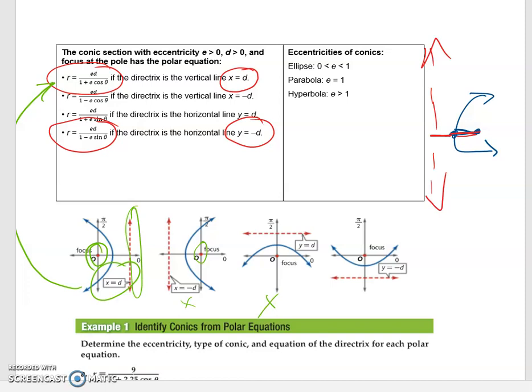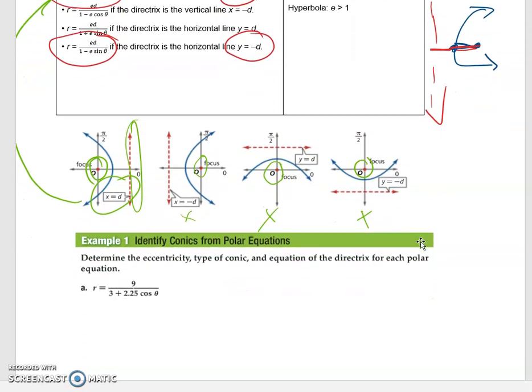In the third picture, I have my pole, and the directrix is above that. And so I get y equals d, and then when y equals d, our equation is r equals ed over 1 plus e sine theta. And then in the fourth picture, we have our pole and the directrix is below that, which gives us y equals negative d, which is our last form of the polar equation for a conic. And so that's what we're going to refer to.